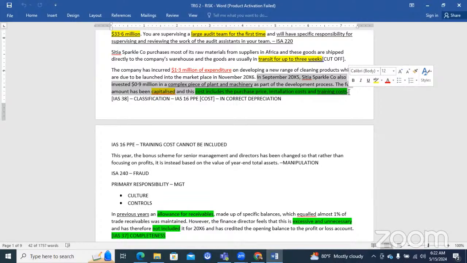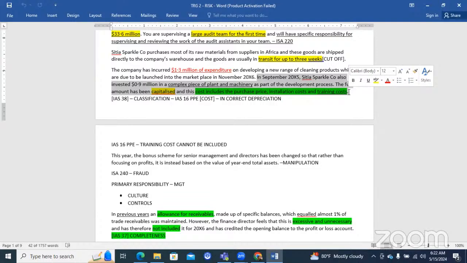0.9 million is invested in a complex piece of plant and machinery as a part of the development process. The full amount of 0.9 million is capitalized. How to capitalize PPE? Debit cost, property, plant and equipment, credit cash. So 0.9 million is capitalized as cost.